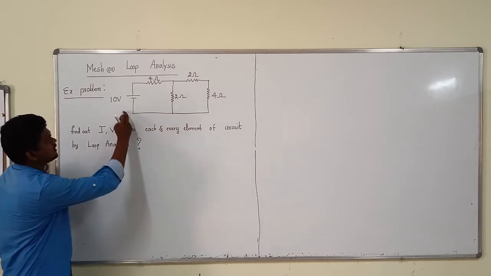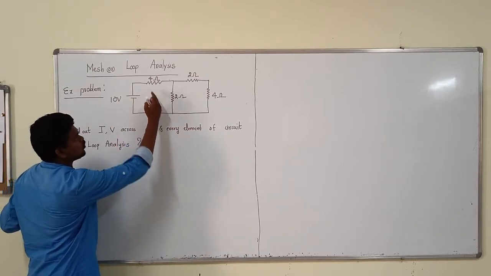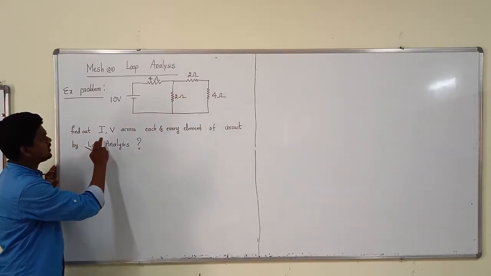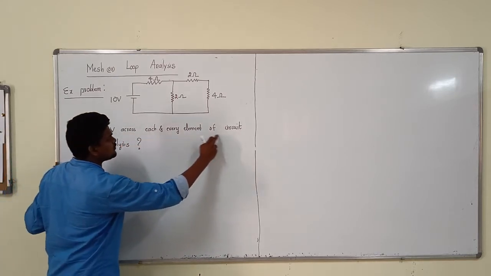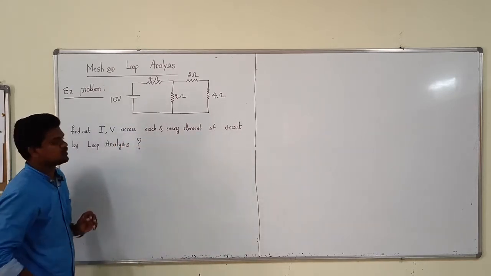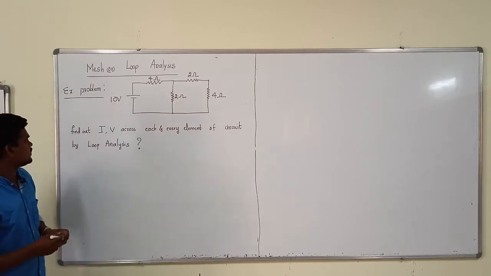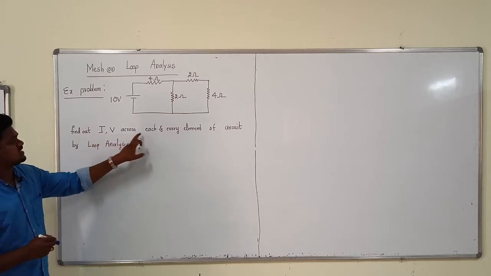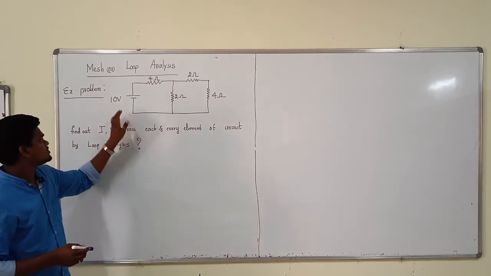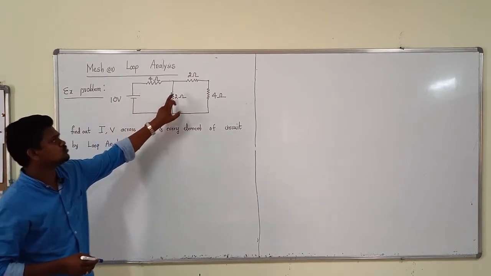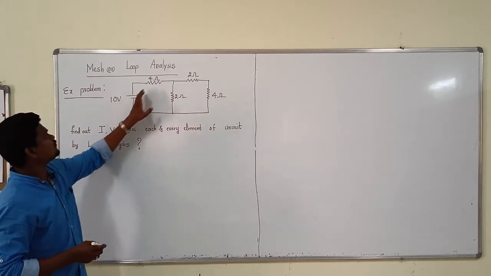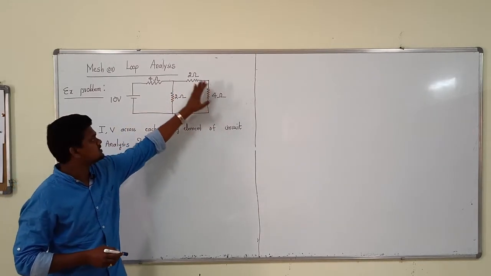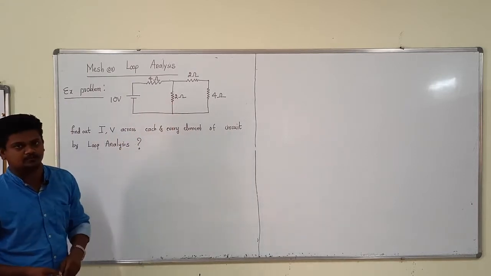First, the problem: a 10 volt source is there and we have 4 ohm, 2 ohm, 4 ohm resistors. The question is to find the current and voltage across each and every element of the circuit by the loop analysis. First thing, he has mentioned loop analysis only, right? He has asked to find the current and voltage across each and every element. Look here, the number of elements: 10 volts is one element, then 4 ohms, 2 ohms, 2 ohms, 4 ohms. The source is the active element, and the remaining resistors are passive elements. At each and every element we have to find the voltage and current, right?